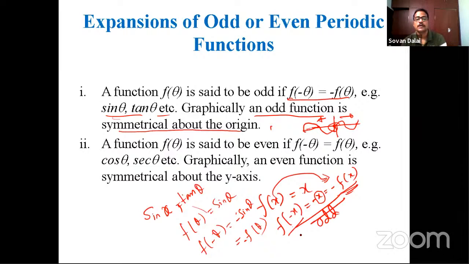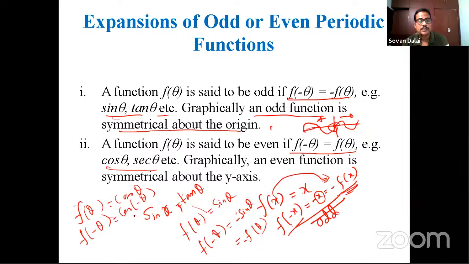Now what is an even function? An even function is one that holds the relation f(-theta) equals f(theta). For that case, this function is called an even function. Generally cos theta and sec theta are even functions. If you consider f(theta) equals cos theta, and you put f(-theta), all of you know that cos(-theta) equals cos theta, which is again equal to f(theta). So if a particular function holds the relation f(-theta) equals f(theta), like cos theta and sec theta, it is an example of an even function.